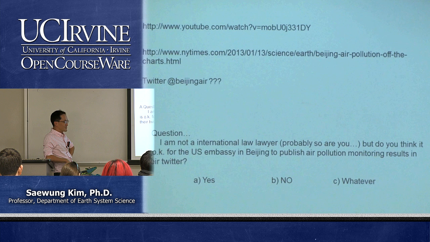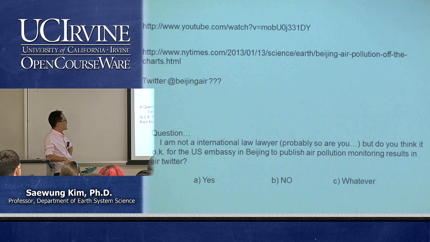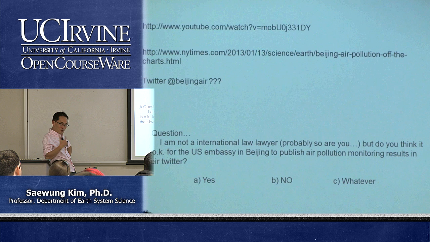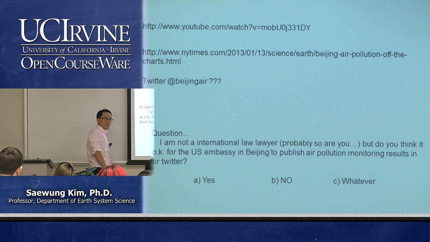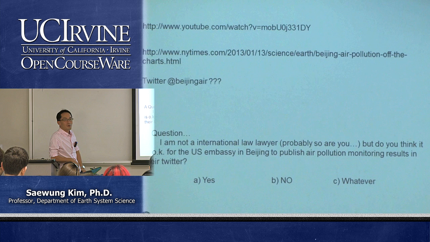But my question to you is, is it right or wrong that the US government has a little instrument on top of their embassy and publishes that data to the public? It can be a controversy, and this news article is actually about Chinese government officials complaining about the US publishing the data about the air quality in Beijing. So the iClicker is not working, but let me hear your voice. What do you think? Is it the right thing to do or the wrong thing to do?